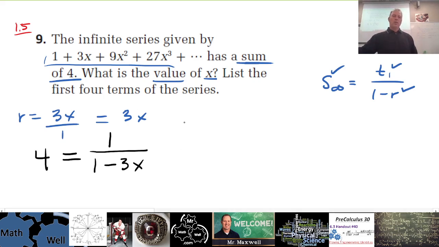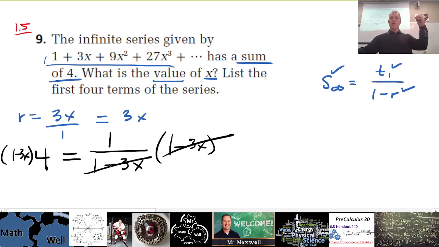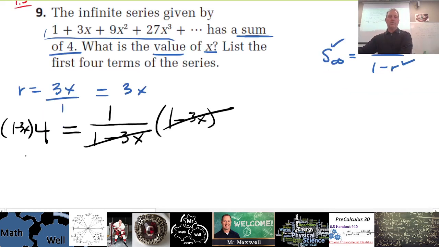Okay, so what we do now is we multiply everything, both sides, by 1 minus 3x. Why? Because I want to get rid of the x in the denominator. That's no good. You have to have x in the numerator in order to solve for it. You need to get x by itself, positive, and in the numerator. That's how we solve for variables. So over here it's a bit messy, but it's going to be 4 minus 12x when I multiply that out. And that just equals 1.